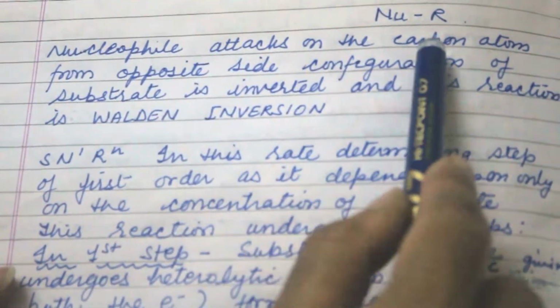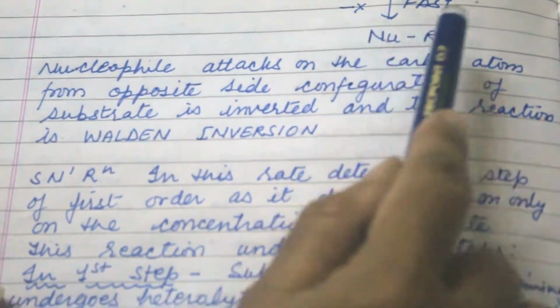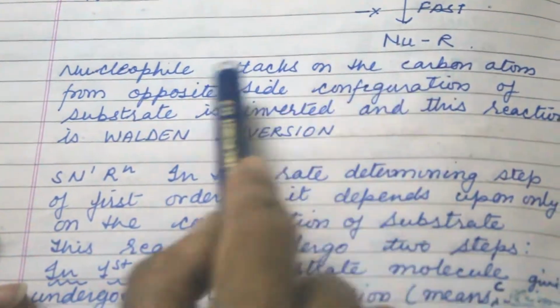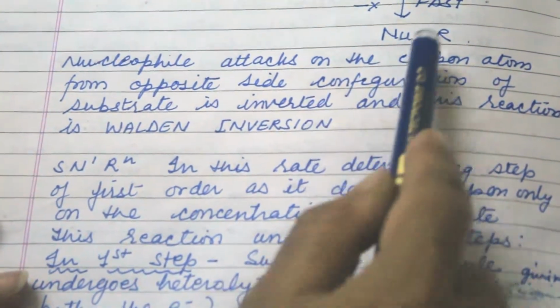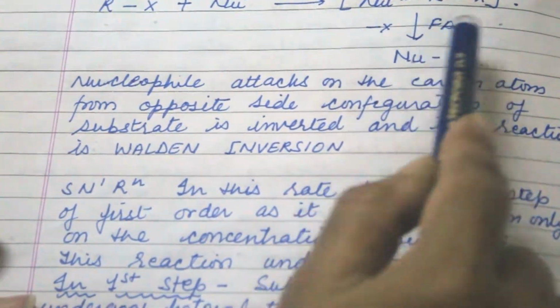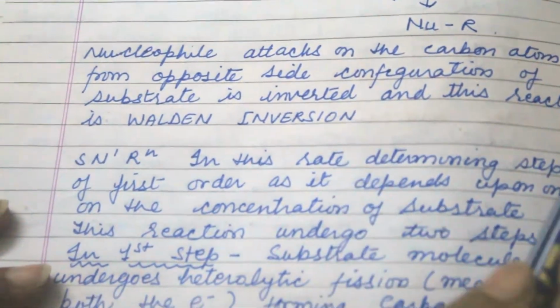Now the nucleophile attacks the carbon atom from the opposite side. This is the opposite side, not the front. This is the back side. So from the opposite side, the configuration of the substrate is inverted. This is the inverted position, not the front position, and this reaction is known as Walden inversion.